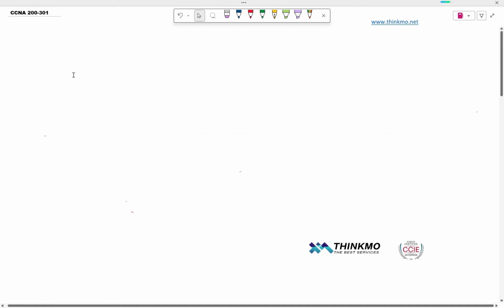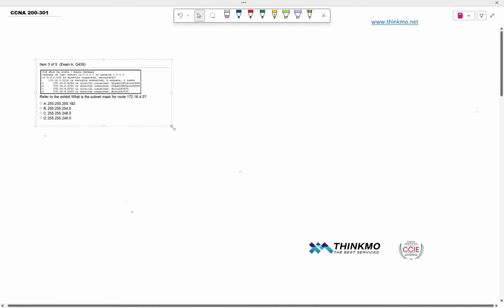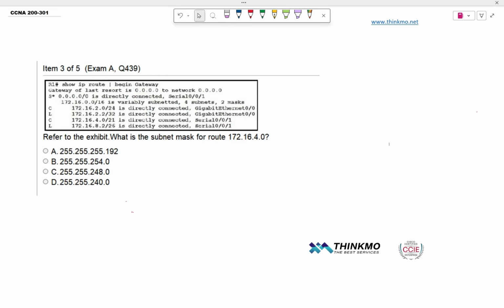All right, question 3. For the third question, it's asking, for the 172.16.4.0 network, what is the subnet mask? Let's take a look. This is just going to 4.0 here, which is very simple. It's 21 bits.